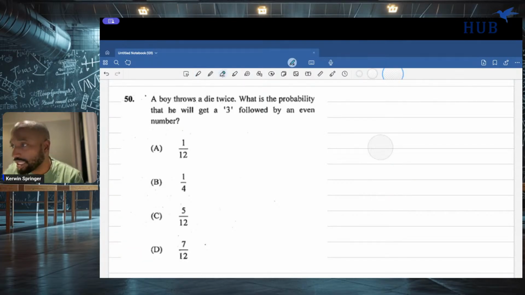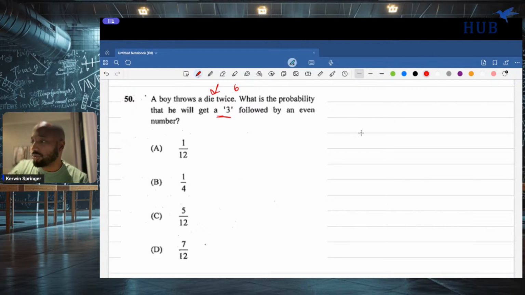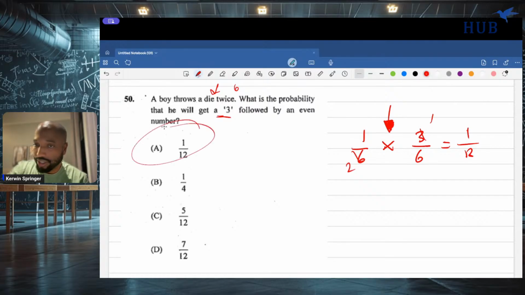So what is the probability that you will get a 3 followed by an even number? The probability that you roll a 3, and I'm hoping it is a dice that has 6 numbers, is 1/6. Then, using multiplication for independent events, you roll an even number. There are 3 even numbers out of the 6 numbers. So this is 1/6 times 3/6, which is 1/12. That is the answer, A.